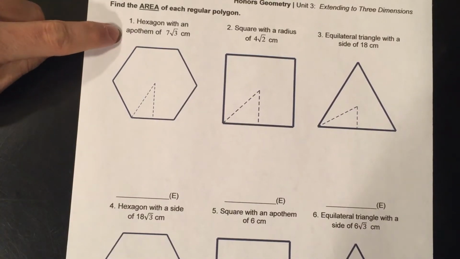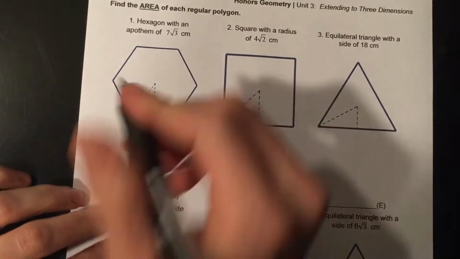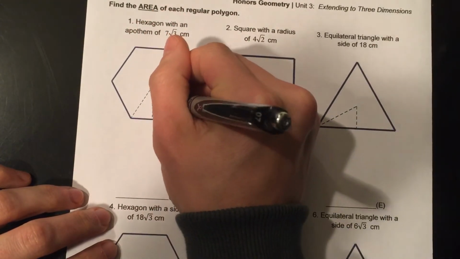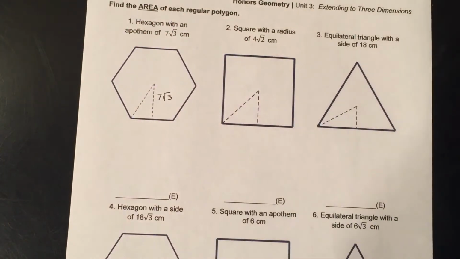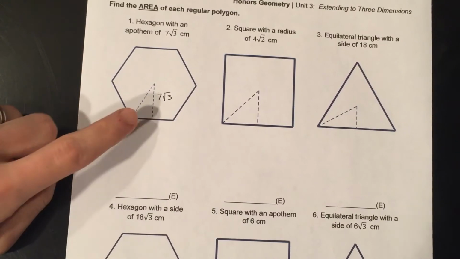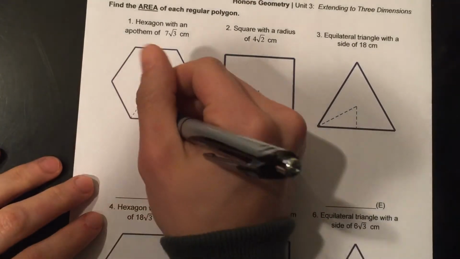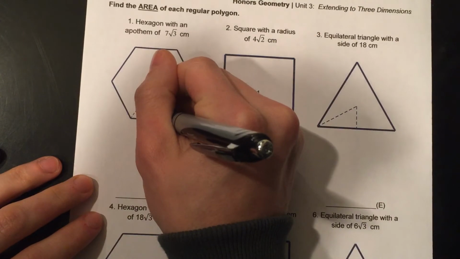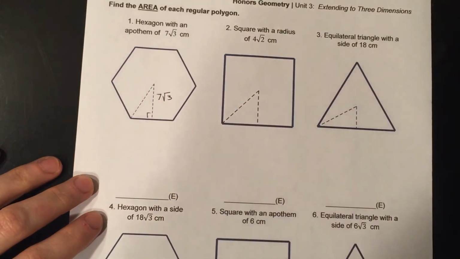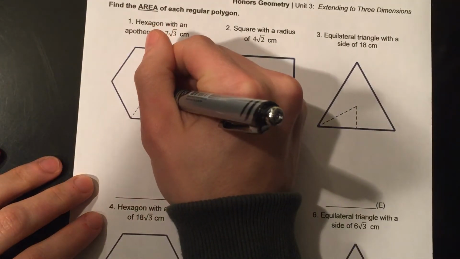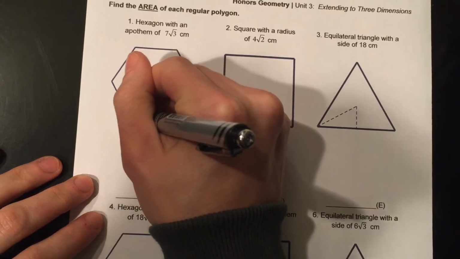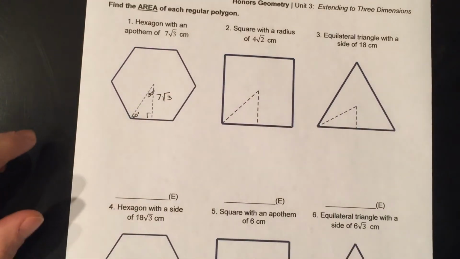A hexagon with an apothem of 7 rad 3. Here's my apothem. I'll go ahead and label that right there. Well, this is a hexagon. I actually know some of the values of the angles in this little triangle right here. This is a 90-degree angle. I can just put that right there. We know the height. This is 30 degrees and this is 60 degrees. And I can explain why real quick.